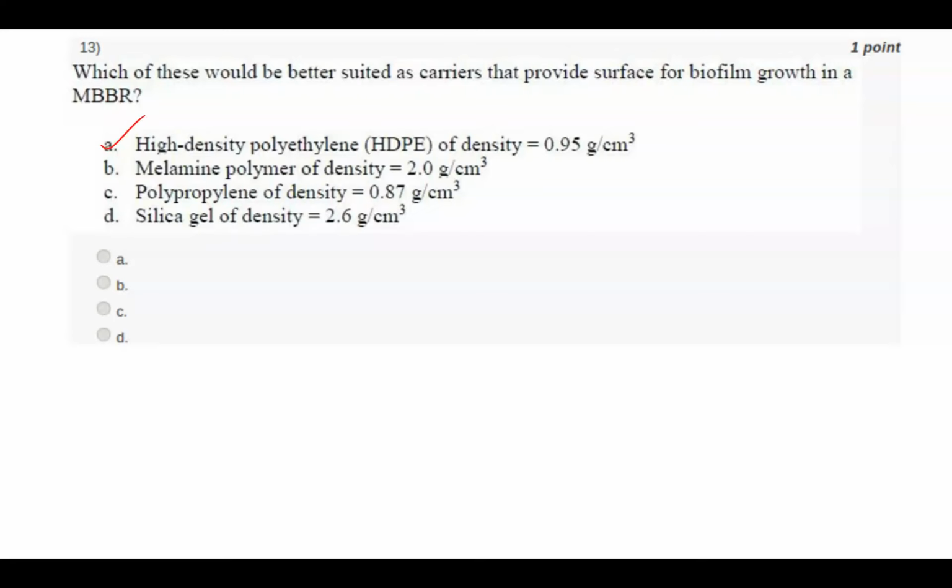It is a polymer, only. Why is it high density? I have to refer and understand why it is suitable compared to other materials, why it provides more biofilm growth. Any idea?